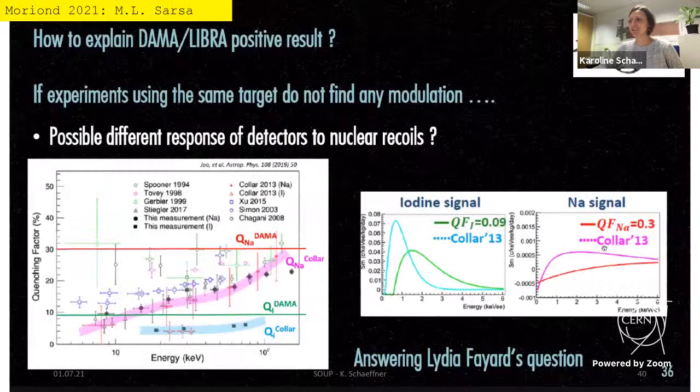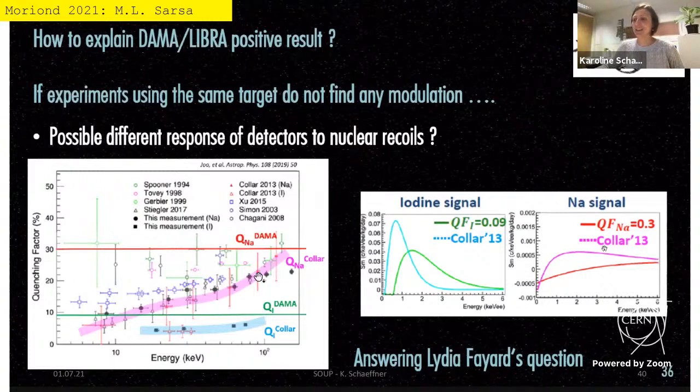I was participating in the Morion workshop this year, and there was also Susan from Anna giving a talk, and the question came up: how to explain the Dharma Libra positive result? If experiments that use this target, like Anais and Cosine, don't find the modulation, are there other explanations, or is this another contradicting result?